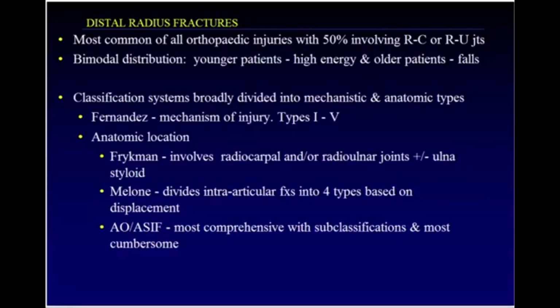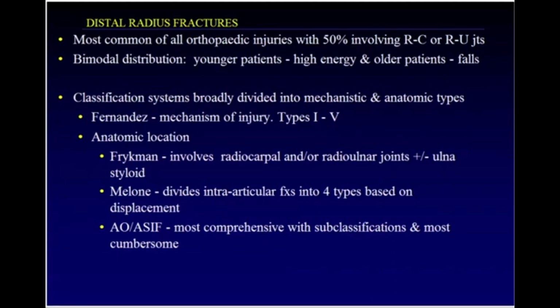Distal radius fractures. The last thing we're going to talk about in the upper extremity are the most common of all orthopedic injuries or orthopedic fractures. 50% of them will be intra-articular and involve either the radiocarpal or the radioulnar joints. They have a bimodal distribution very similar to tibial plateau fractures, where in young patients they're the result of high-energy trauma, whereas in older patients they're quite commonly the result of low-energy falls in osteoporotic bone.